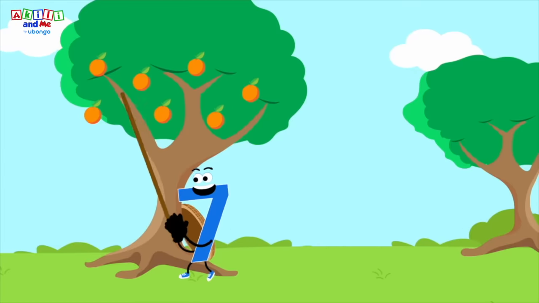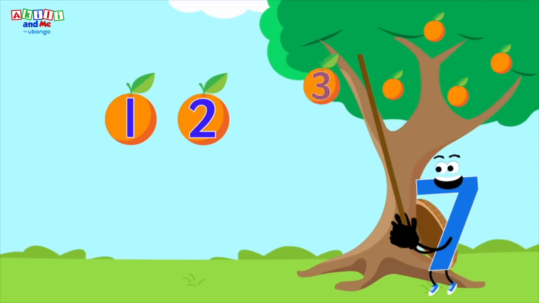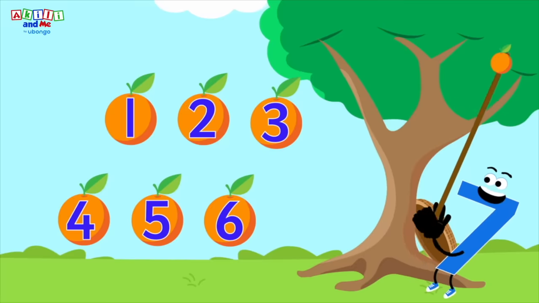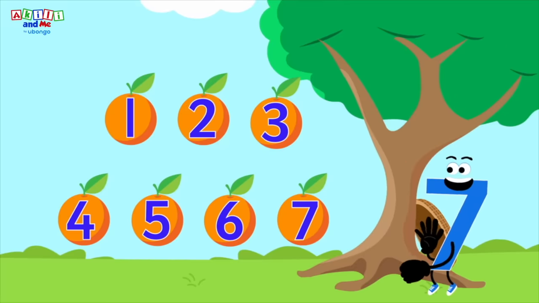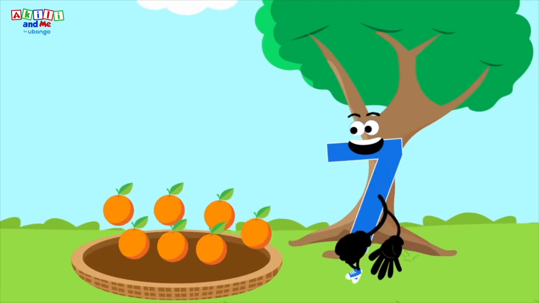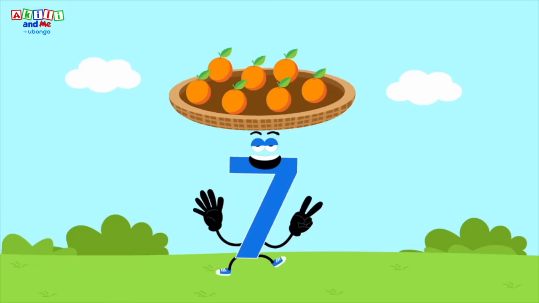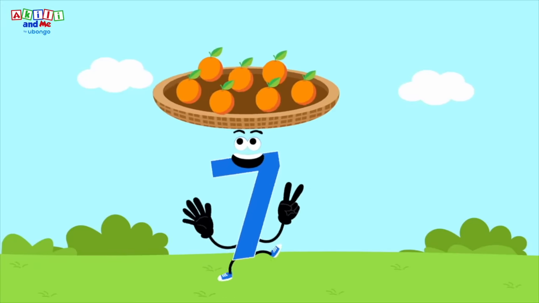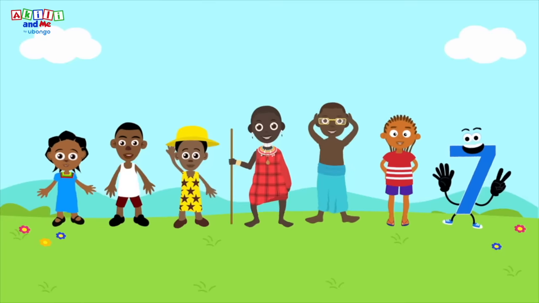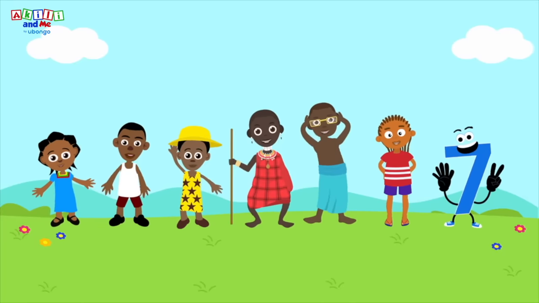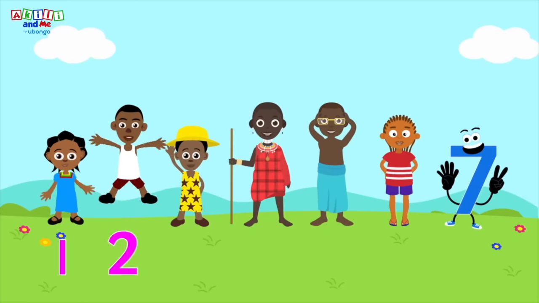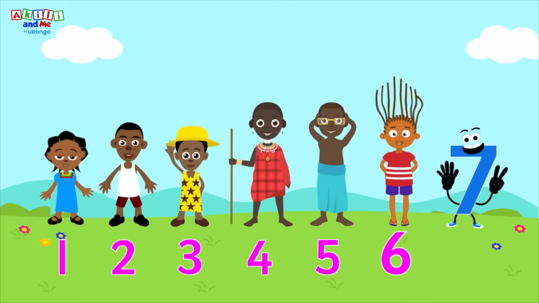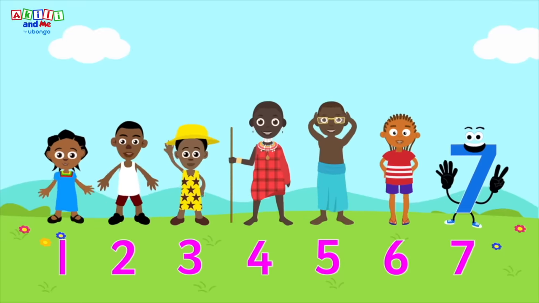It has 7 oranges. 1, 2, 3, 4, 5, 6, 7. Dance with number 7. 7, 7, number 7. All my friends and me, how many are we? 1, 2, 3, 4, 5, 6, 7. Jump with number 7.